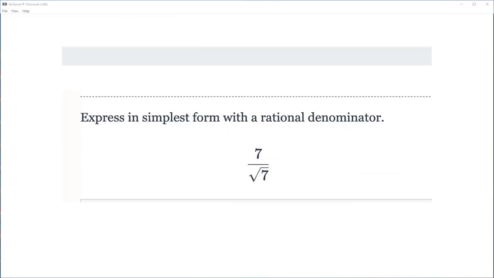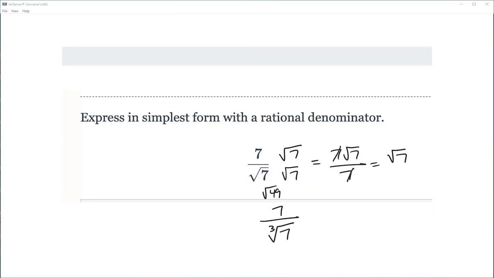Rationalize the denominator. You just multiply the top and bottom by radical 7. That equals 7 radical 7 over, this is radical 49. Radical 49 is 7. You cancel these out. This is equal to radical 7. Remember what I said about the cube? If I had a cube root of 7, you're not just multiplying both the top and the bottom by radical 7. You're multiplying the top and bottom by 49.